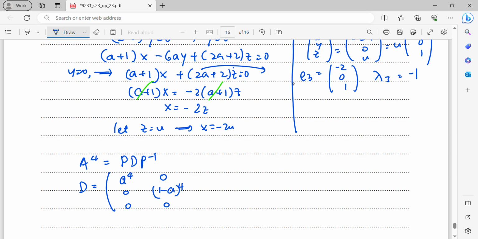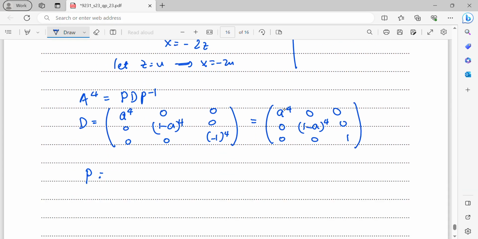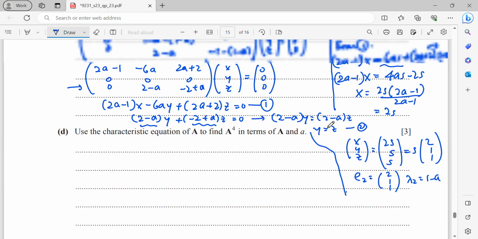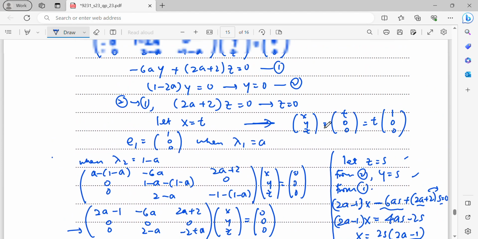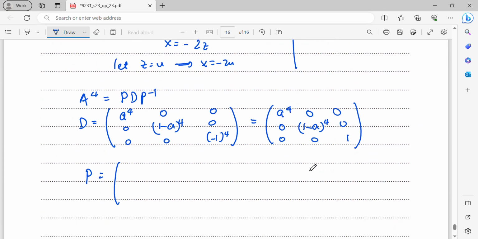Okay, then the third eigenvalue will be minus 1 because of the A degree 4 there. So I will get A degree 4, 0, 0, 0, 1 minus A to the power 4, 0, 0, 0. Power 4 of minus 1 is 1. Okay, and the corresponding matrix P will be the eigenvector for the first eigenvalue, which is our E1. So my E1 is 1, 0, 0. That is my first column of the matrix P.